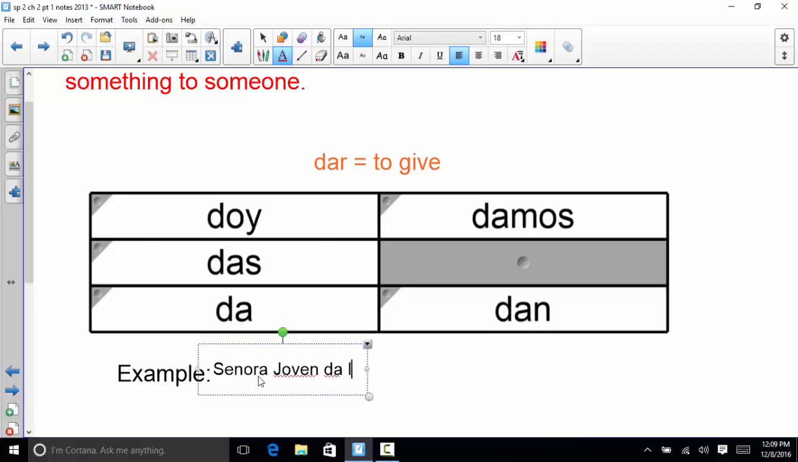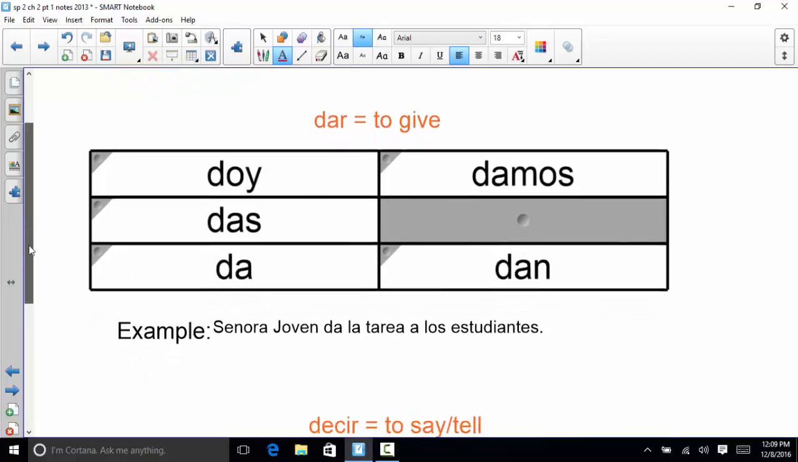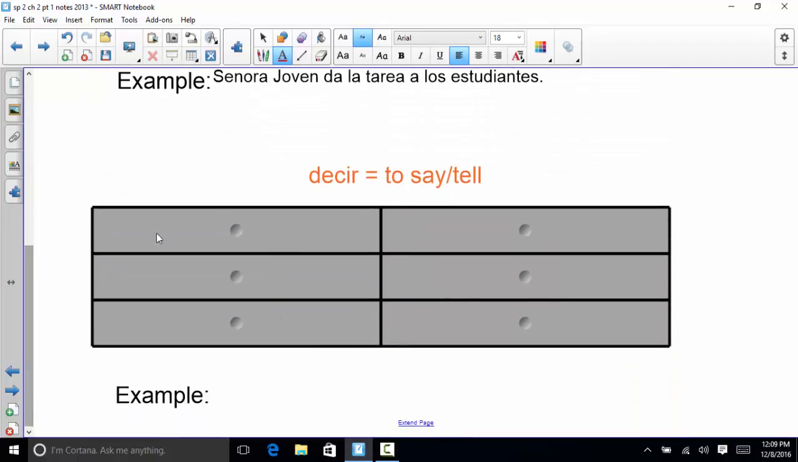And an example using dar and an indirect object pronoun would be something like the sentence we used at the beginning. Señora Joven da la tarea a los estudiantes. She gives the homework to the students. So this part of the sentence, a los estudiantes, would be the indirect object. Okay, another verb that commonly uses indirect object pronouns is decir.